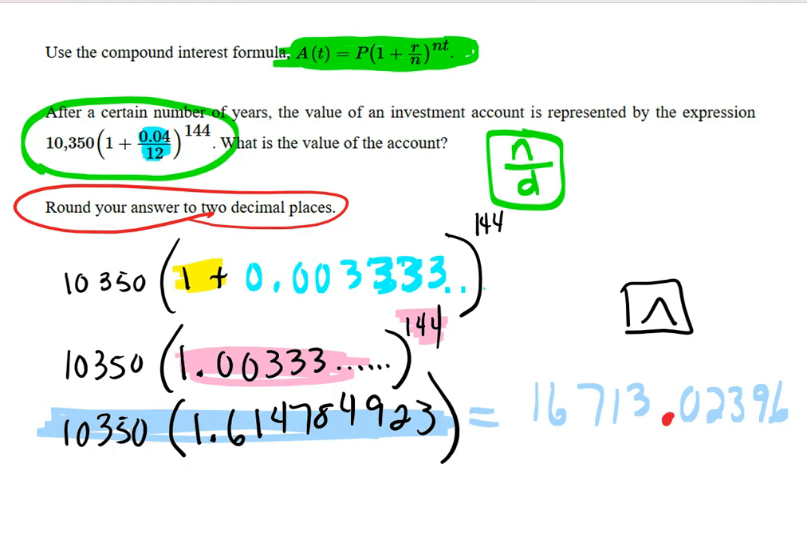Here's my decimal point. This is 1. This is the second decimal place. And because the next number is a 3, that 2 remains a 2. So my answer is going to be 16,713 and 2 cents. This is money.